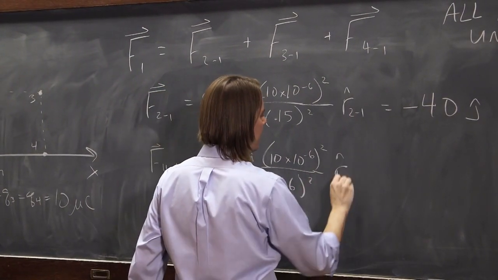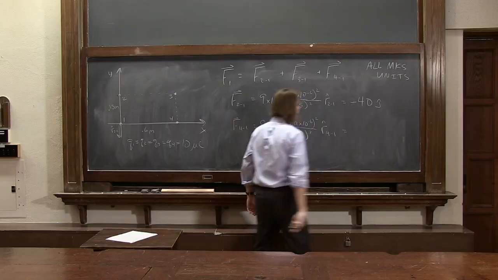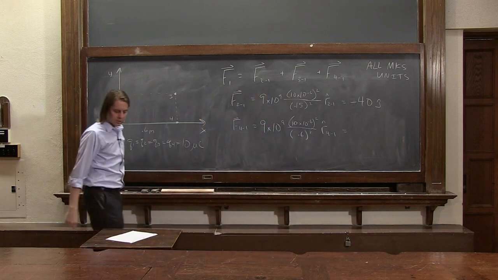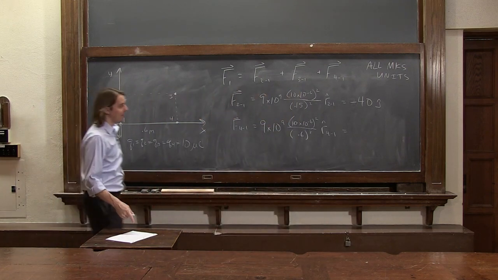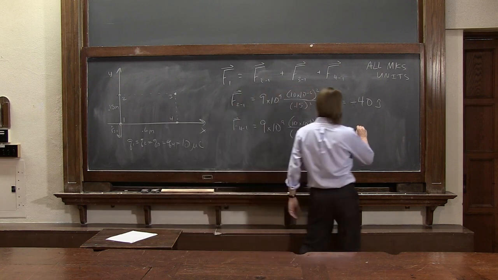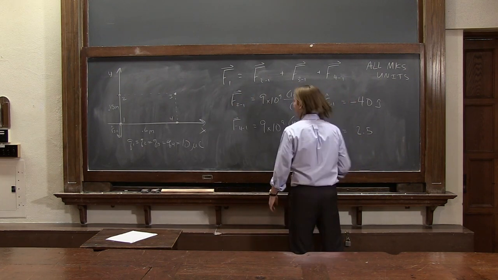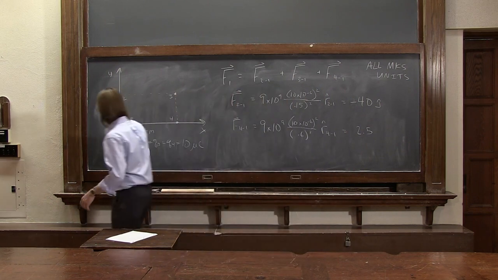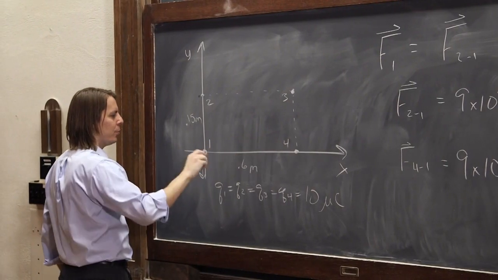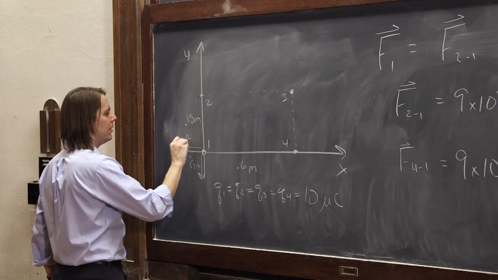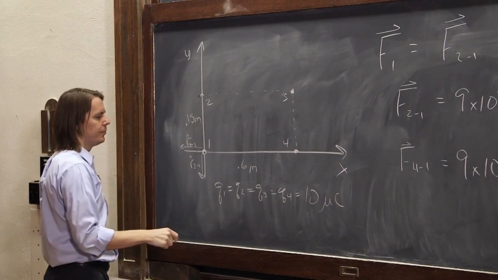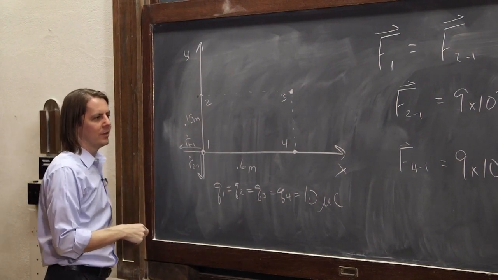And it's r hat 41. So if you work all that out, you get 2.5 is the magnitude. 2.5 newtons. I'm just not writing it that way. And this one, its unit vector 41 looks like that. R hat 41. Magnitude of 1 pointing that way.